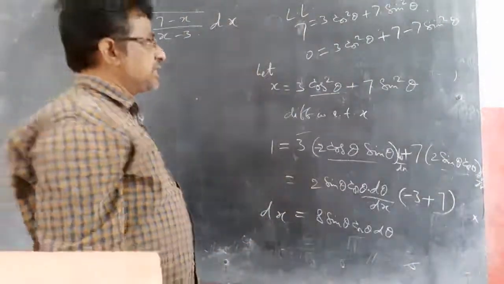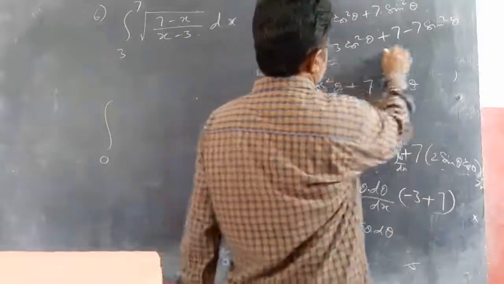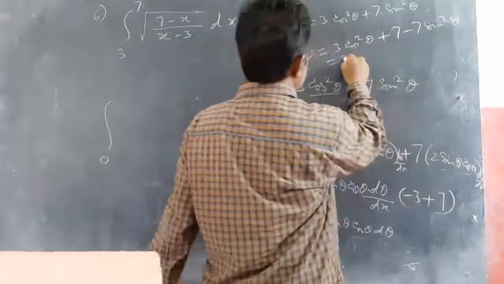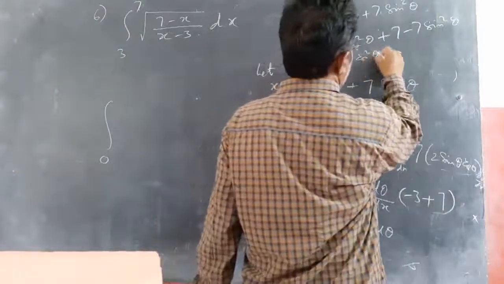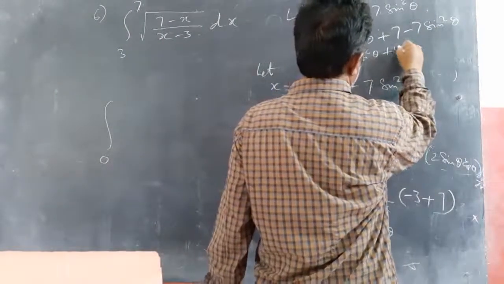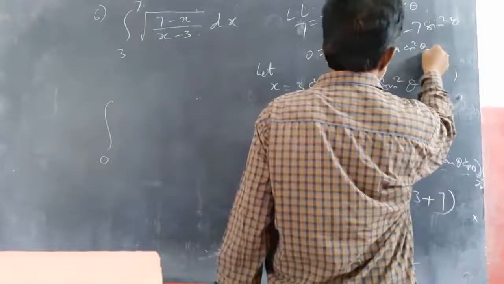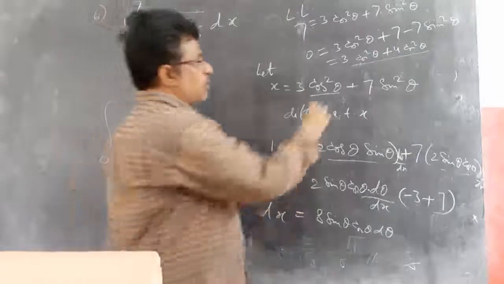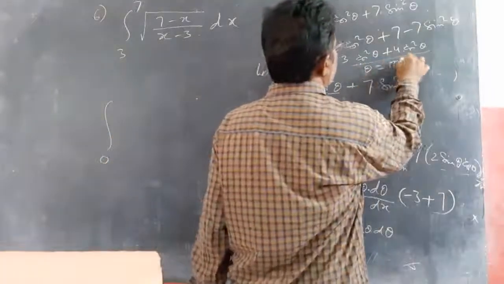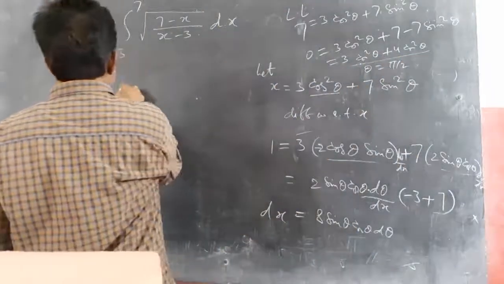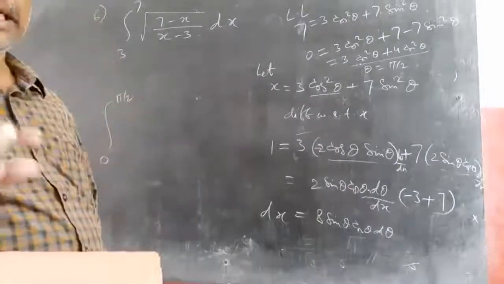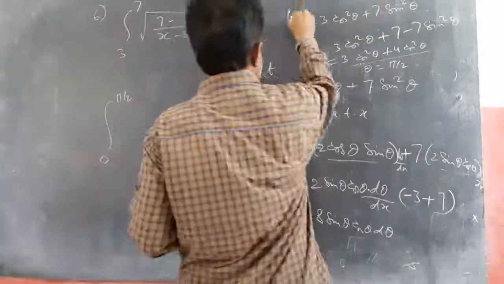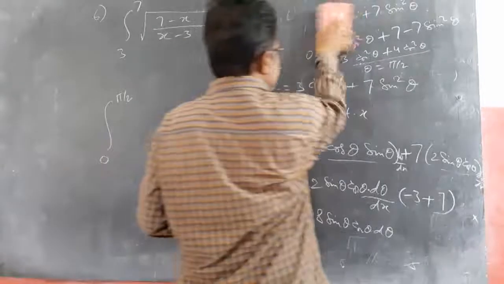7 minus 7 sin square theta. I can take 7 common. So 3 cos square theta plus 4 cos square theta. This cos square theta equal to 0 is possible when theta equals pi by 2. So the limits are 0 to pi by 2. This is the upper limit, so the upper limit is pi by 2.